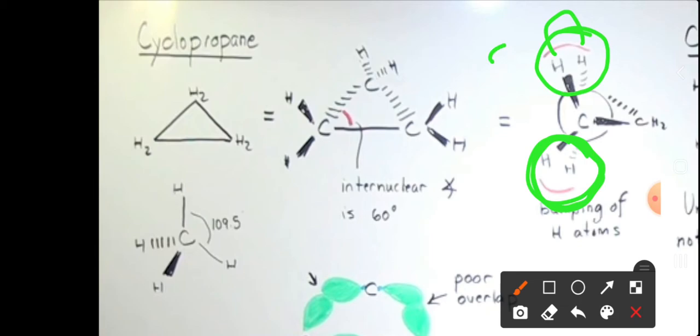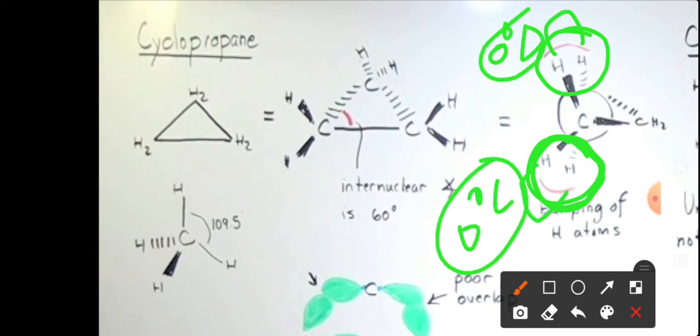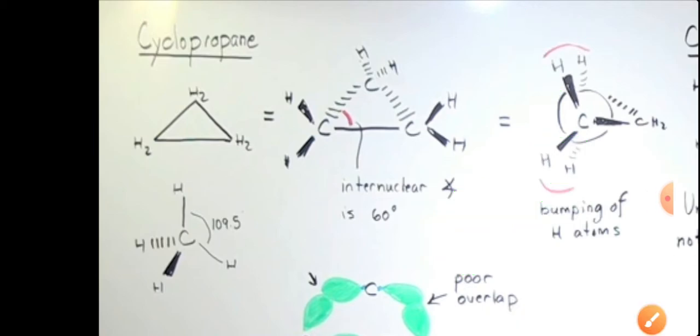In between this there is a 0 degree angle of separation, and in between this also a 0 degree angle of separation, and that's why these are bumping with each other. Their electronic repulsion is greater due to eclipsing at 0 degree angle, and that's why electrostatic repulsion is there and this molecule becomes unstable. So the cyclopropane molecule is a kind of unstable molecule having more energy.